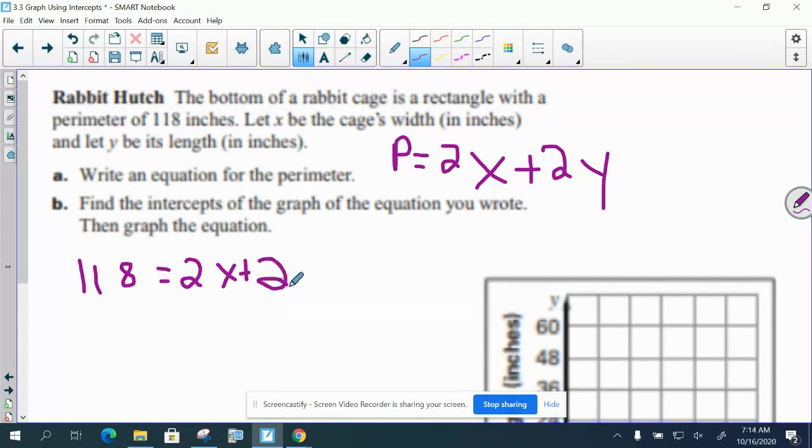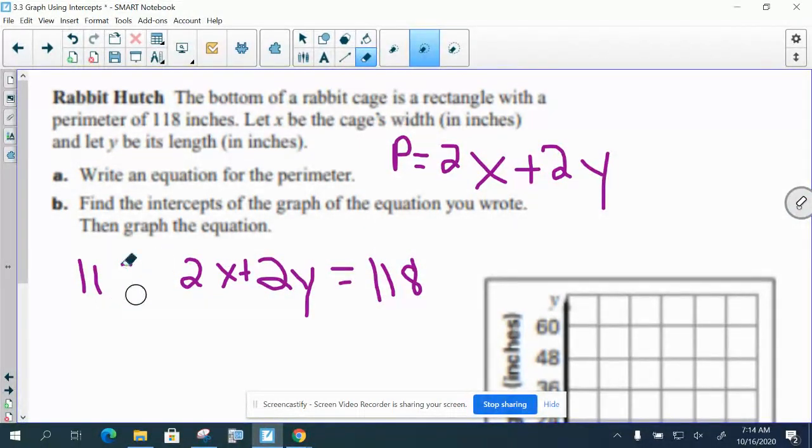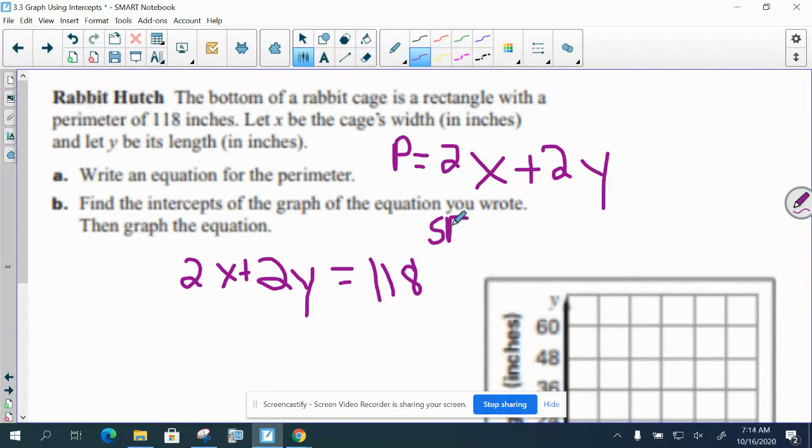Now, remember yesterday when we talked about standard form of a line? This would technically be standard form of a line: ax plus by equals c. It's just flipped around. If you want, you could put the equals 118 on this side to be consistent with the last lesson. You can use SF to represent standard form, where the x and y are on the same side.